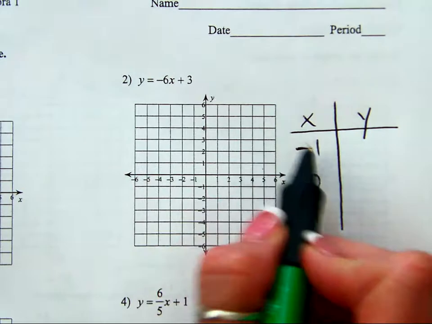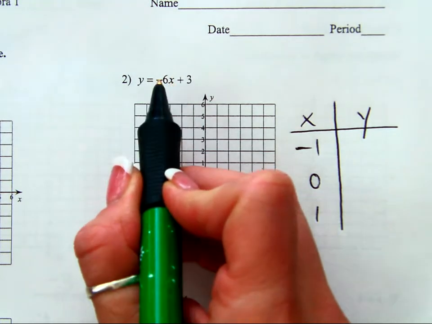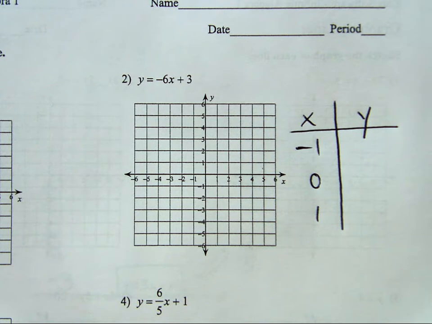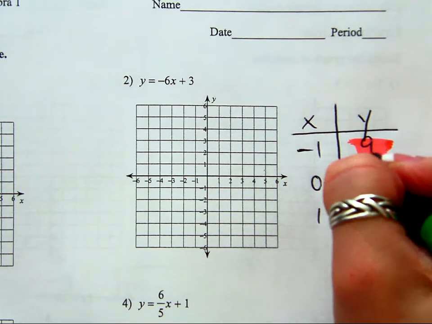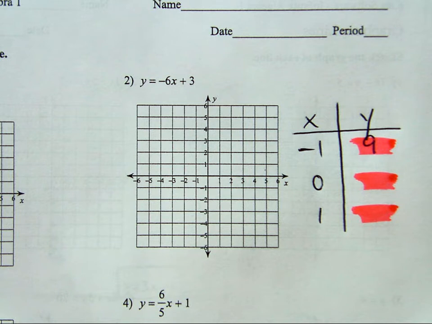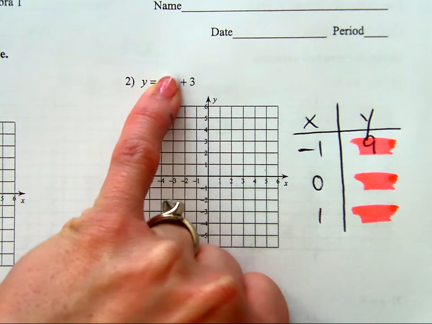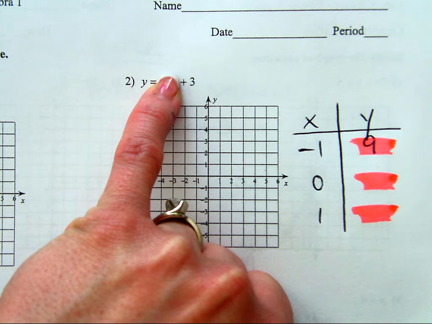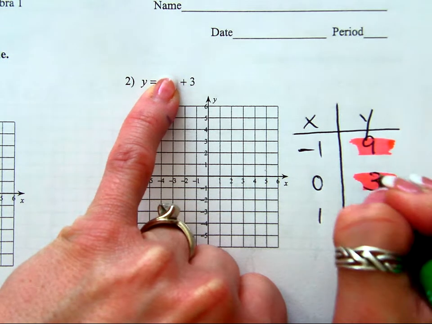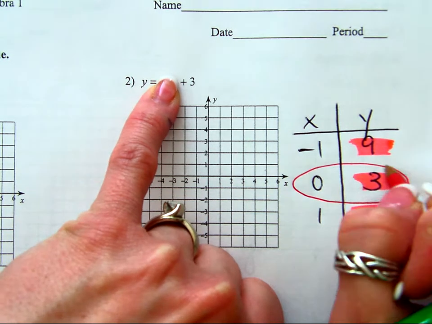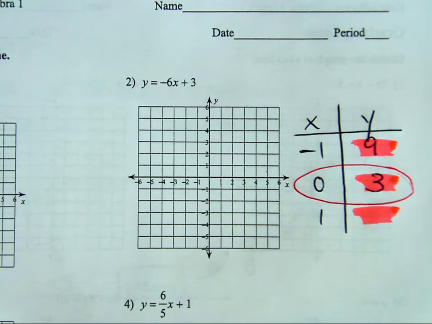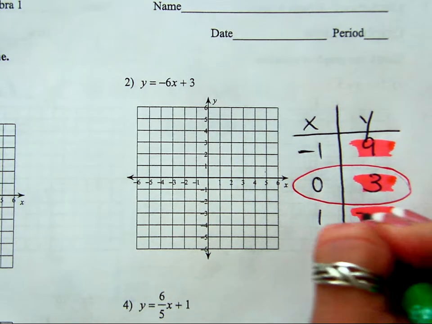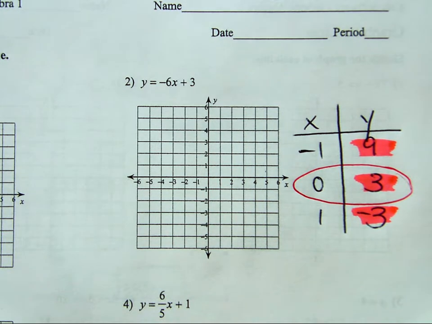If I make x -1, then that's -1 times -6, which is +6. And +6 plus 3 is going to give you what? 9. Let's do it again. 0, super easy. Because 0 times anything is 0, which is kind of like it not even being there. And 0 plus 3 is 3. There's my y-intercept. Let's get used to that now. -6 times +1 is -6, plus 3 is -3. If you followed me on that, awesome.